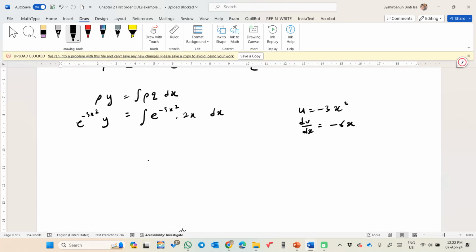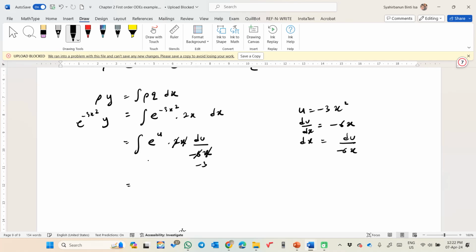But for me, I just substitute the whole dx as du over negative 6x. Substitute into the integration. So e to the u times 2x dx is du over negative 6x. So we can eliminate x, and we also can simplify the number, the constant.